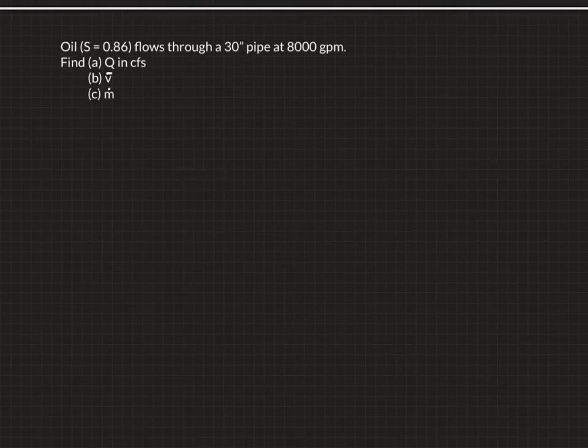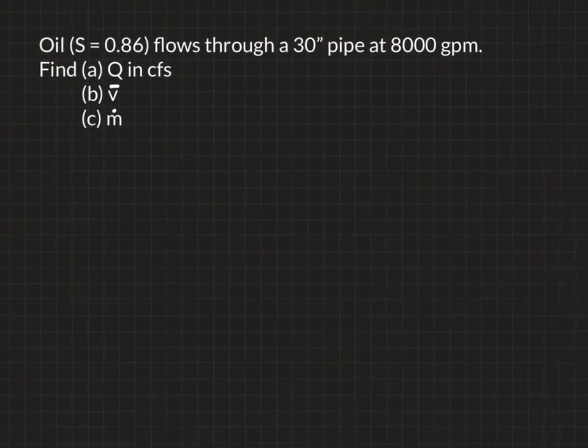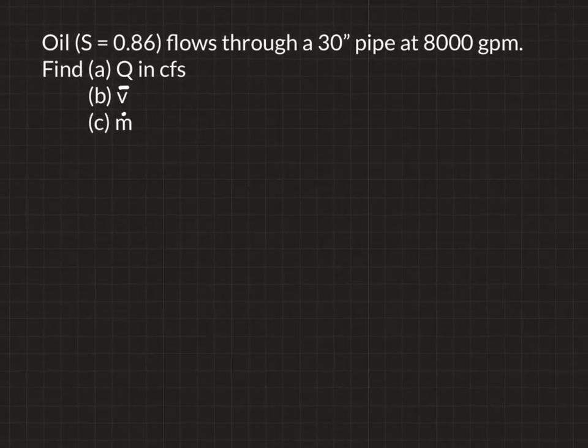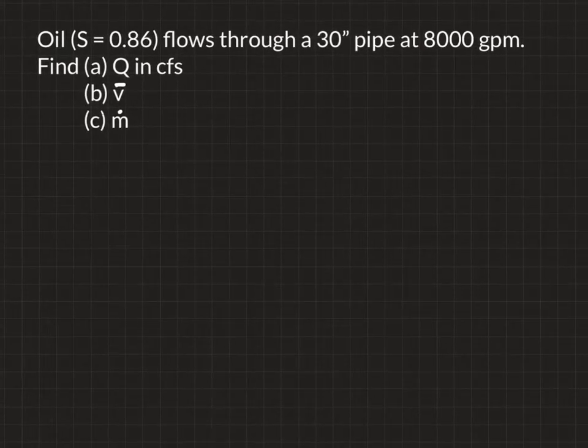Okay, so oil flows through a 30-inch pipe at 8,000 gallons per minute. The first thing you want to notice when you see gallons per minute is that you don't want to work in units like that, so we're going to want to convert that. Your job here is to find Q, the volumetric flow rate in cubic feet per second. You want to find V bar, the average velocity through that pipe. And then you want to find M dot, the mass flow rate.